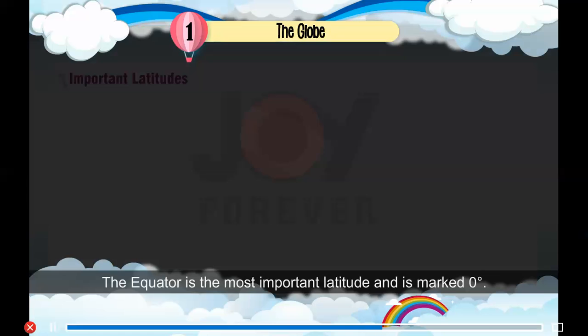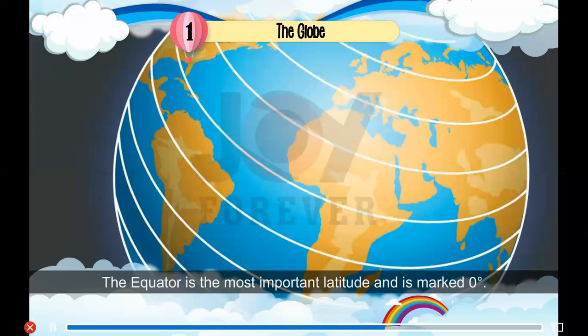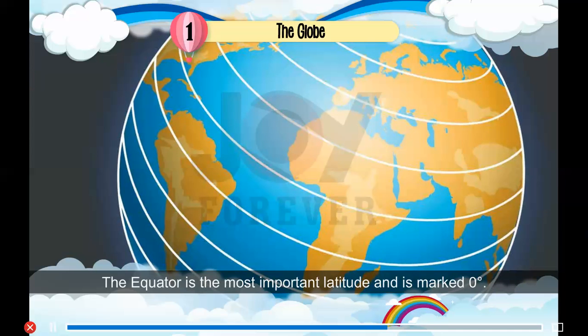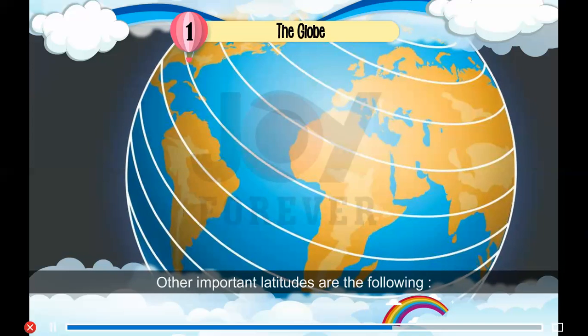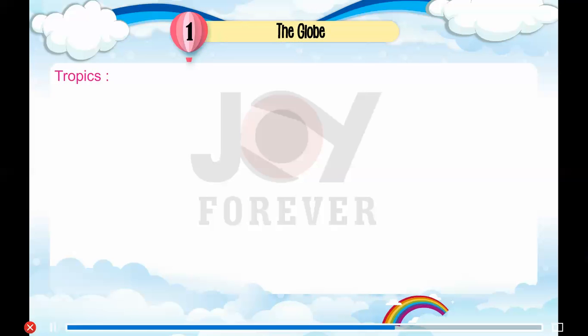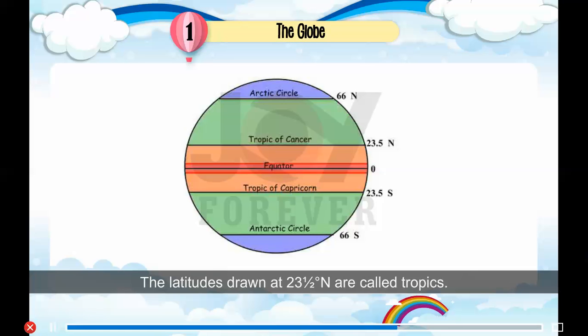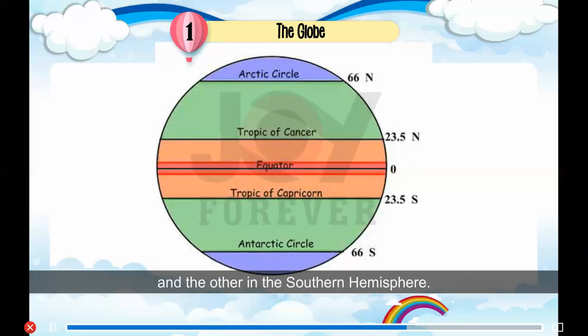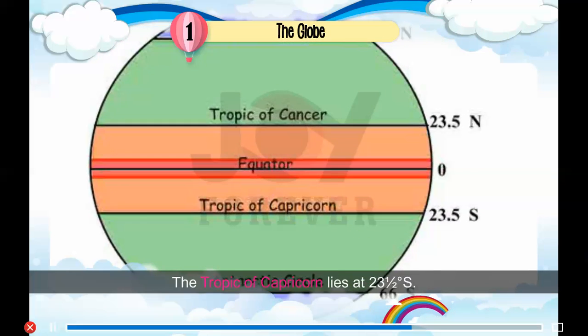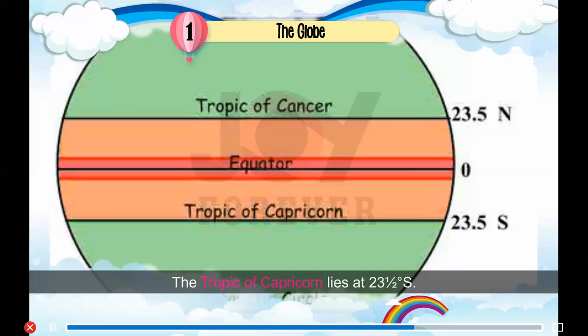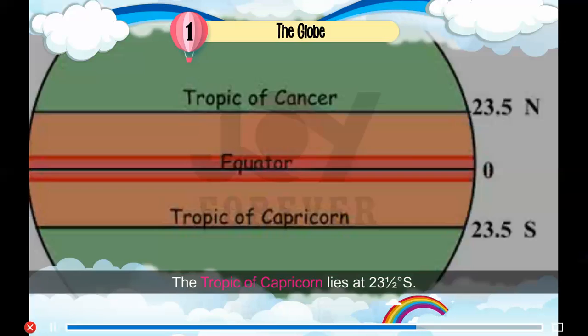Important latitudes. The equator is the most important latitude and is marked 0 degrees. It divides the globe into two equal halves. Other important latitudes are the following. Tropics. The latitudes drawn at 23.5 degrees north and south are called tropics. They are two in number, one in the Northern Hemisphere and the other in the Southern Hemisphere. The Tropic of Cancer lies at 23.5 degrees north. The Tropic of Capricorn lies at 23.5 degrees south.